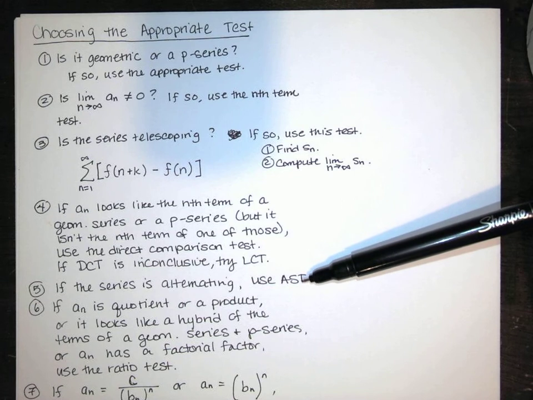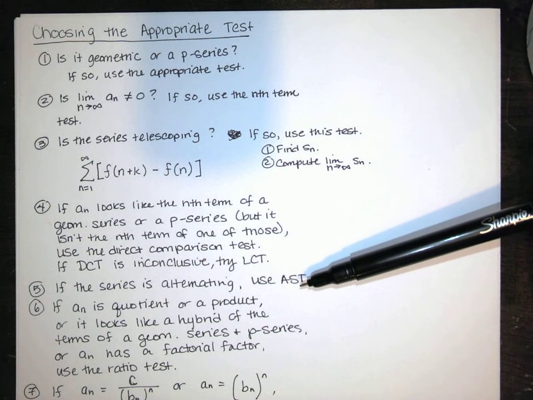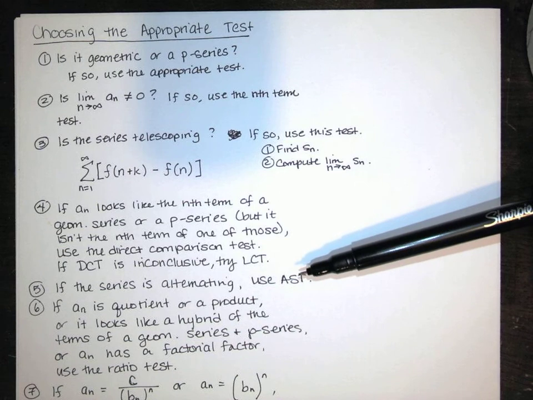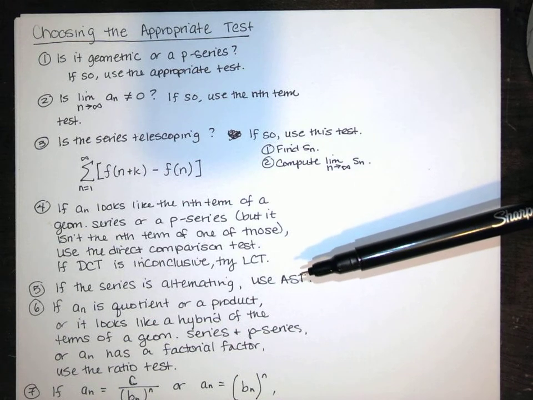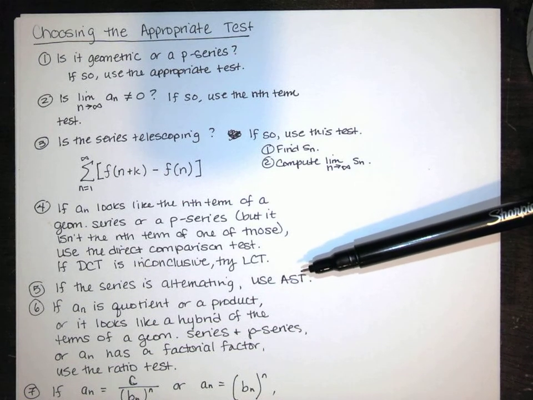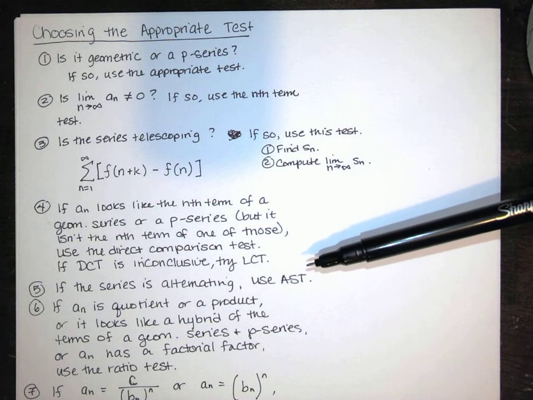Then next, I usually ask about the alternating series test. If I see that I've got a negative 1 to the n, or some other alternating expression, negative 1 to the n plus 1, negative 1 to the n minus 1, something like that. If I see that my series is alternating, if I'm not interested in absolute convergence, I just want to know if the series converges, I will use the alternating series test.